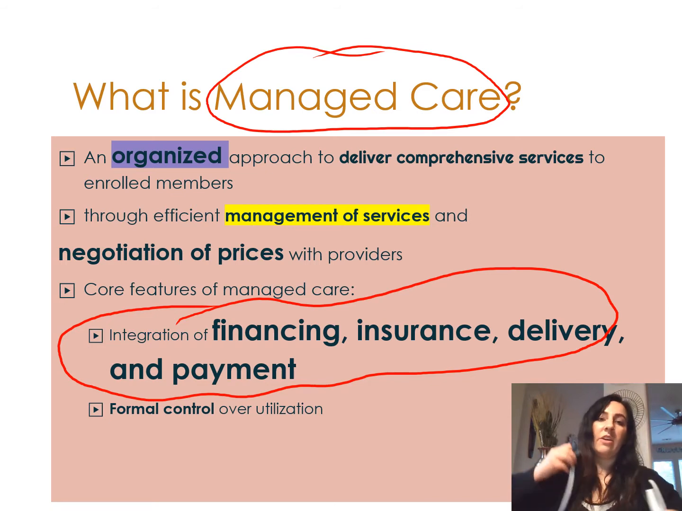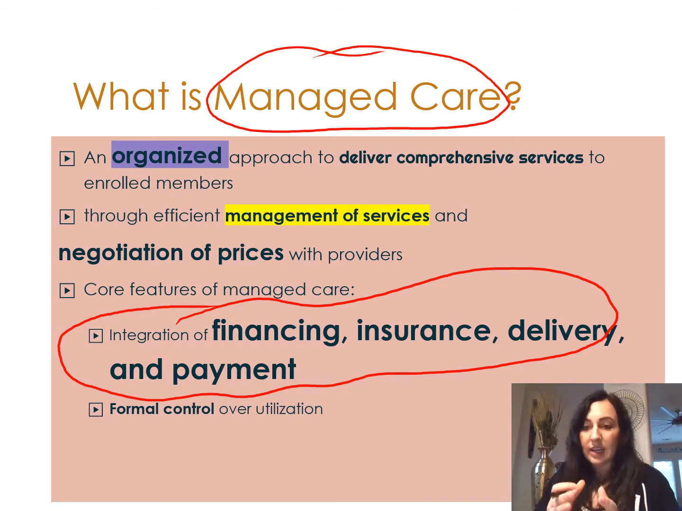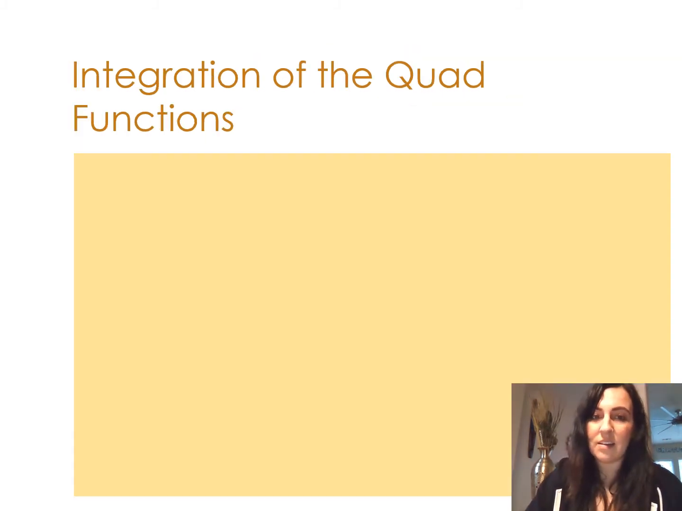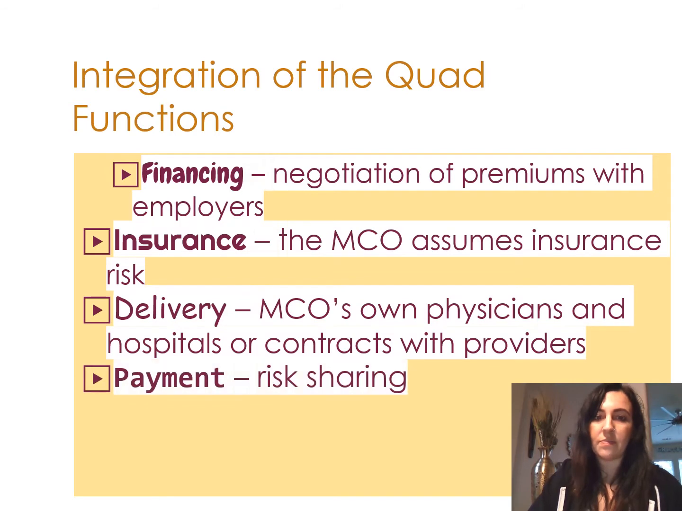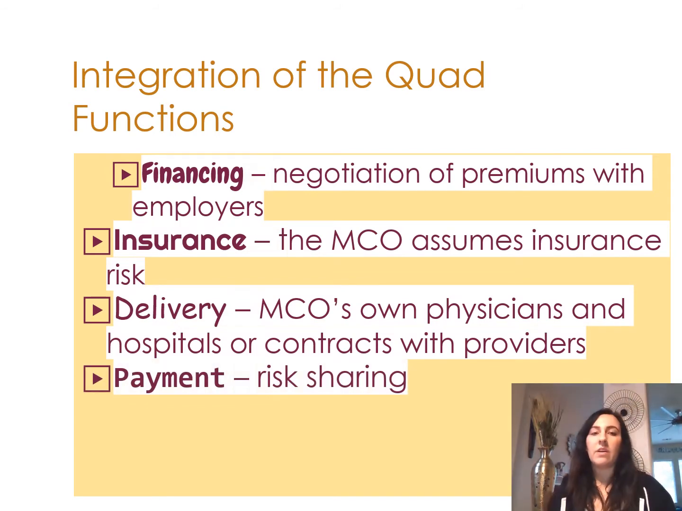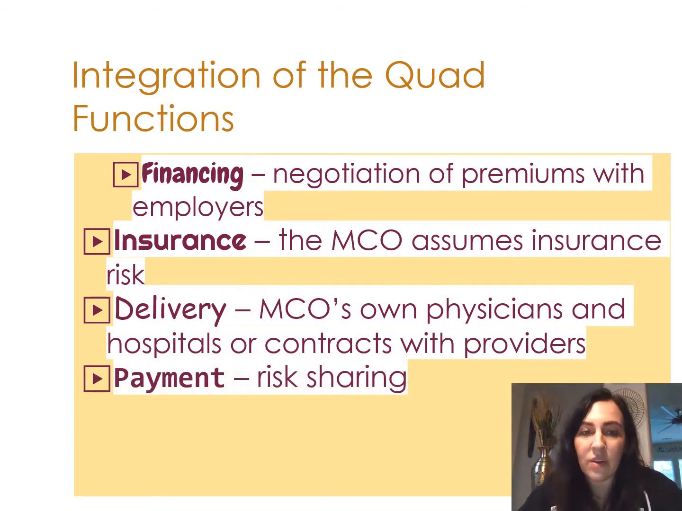Okay, so managed care integrated the financing component, insurance, delivery, and payment into the managed care concept, and then managed care organizations adopt that concept, and then they create their whole system. Okay, so the integration of the quad functions. How are they using these different functions?